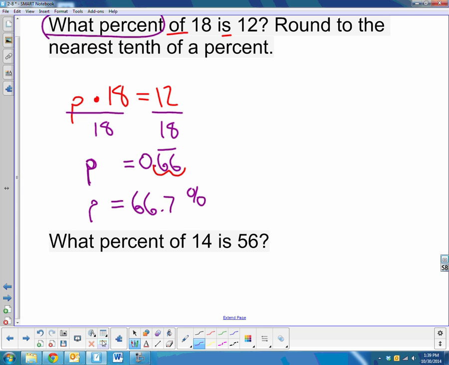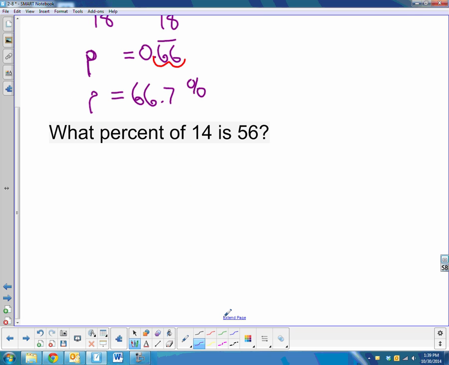So let's look at another one. What percent of 14 is 56? And we don't know the percent. Of is multiplication. 14 is equals 56. All right, I have an equation. I can solve both sides. I can divide both sides by 14. If I do 56 divided by 14, I get 4.